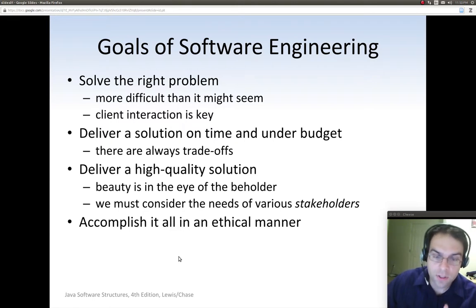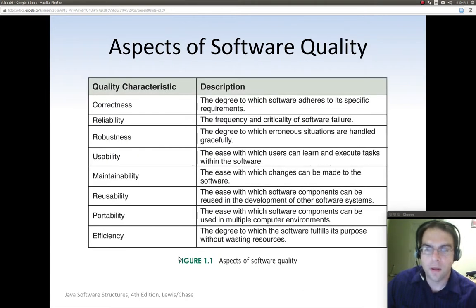We want to accomplish this all in an ethical manner, which really means that you want to be professional. You want to let the stakeholders know as soon as a risk is identified. You need to let them know, not after they've already paid the price. And you also want to make sure that credit is given where credit is due. If you find yourself using open source software or other things, make sure you understand the licensing and so forth.